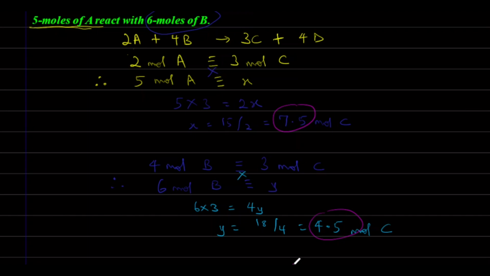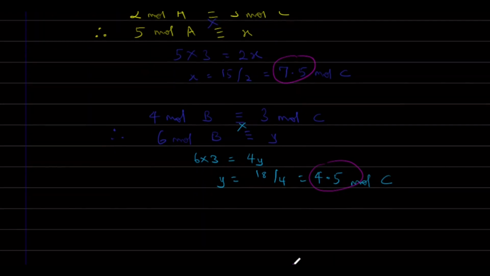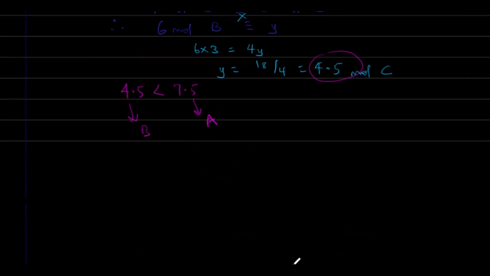Since the second reactant is giving us the lower value, which is 4.5, then we can say that reactant B is the limiting reagent, since 4.5 is less than 7.5, and 4.5 is obtained from B with respect to C, while 7.5 is obtained from A with respect to C. So in this case, the limiting reagent is reactant B. This is the second approach you can use to solve limiting reagent and to identify it.